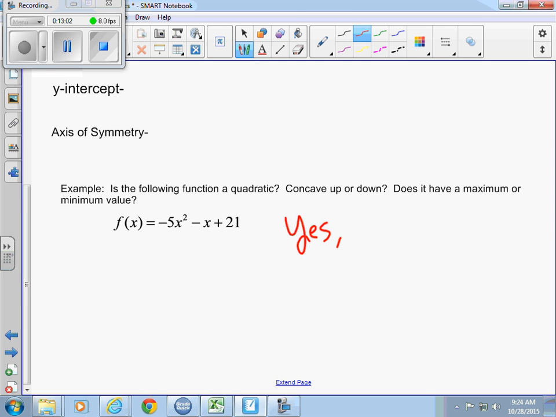Is it concave up or concave down? Does anyone know how you can tell that? It is concave down. How do you know? Negative where? Negative x squared. The number in front of the square is the one that's going to tell you whether that parabola is going to open down or up. And so this one is a negative, so we're going to open down.